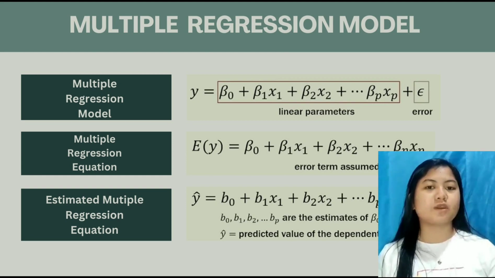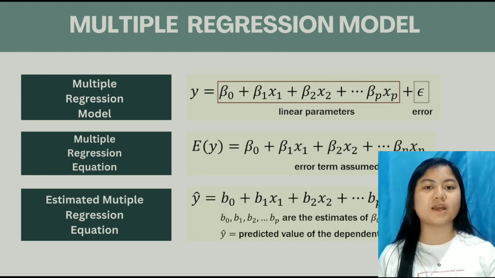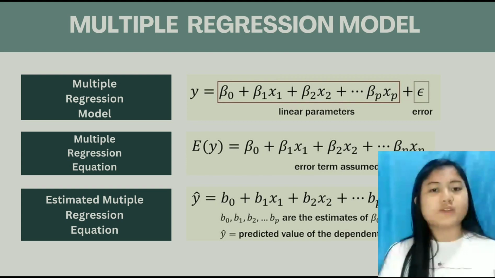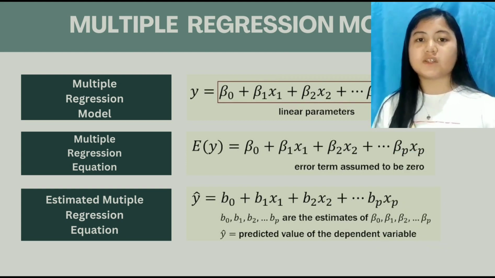So the term linear parameter refers to the coefficients that represent the estimated impact of each independent variable on the dependent variable. So next is the multiple regression equation. We have the formula presented on the screen.